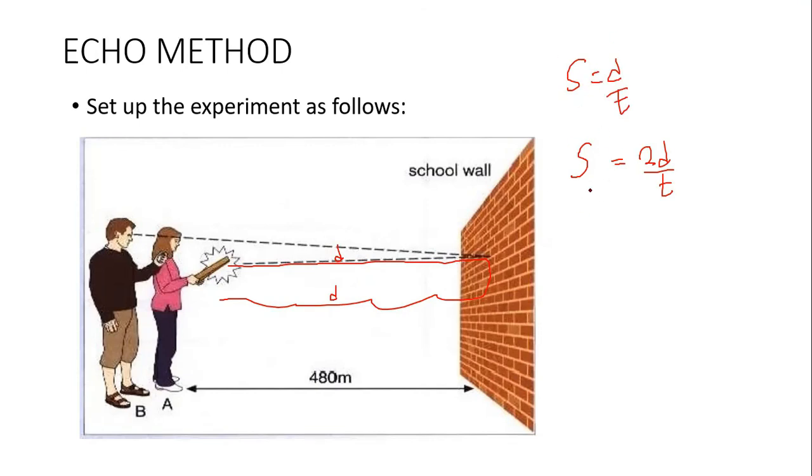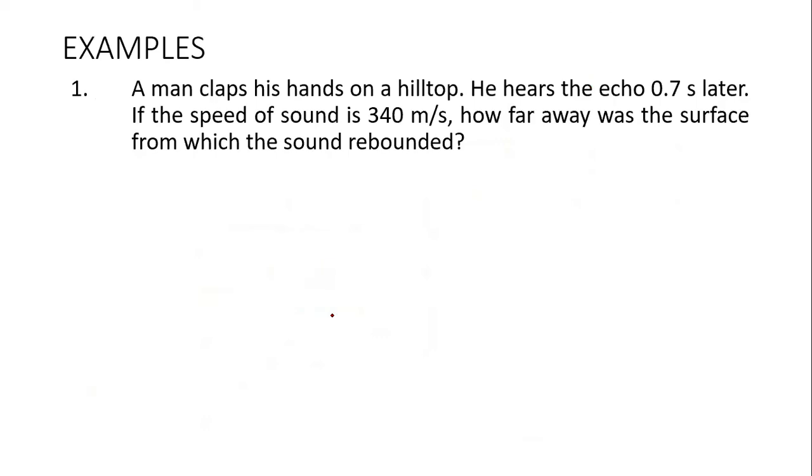But whenever echo is involved, they might not necessarily say echo. They can say sound bounced back. Then you know that, okay, the bouncing back of sound is an echo. So the formula to use is this one. And the reason is because sound travels twice the same distance. All right, so that is how you describe, and that is how the experiment can be done. Let's look at the sample calculation.